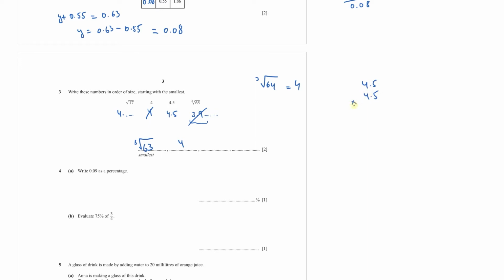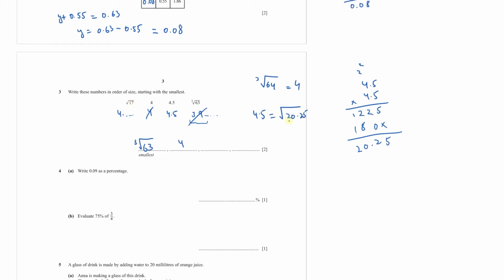4.5 squared will be: 5 fives are 25, 2 carry, 5 fours are 20, 22, and 5 fours are 20, 2 carry, 4 fours are 16, 17, 18. Then 5, 2, 0, 1 carry, 2, 2, and 2 decimal places. So 20.25. So I can write 4.5 as square root of 20.25, and this is square root of 17.